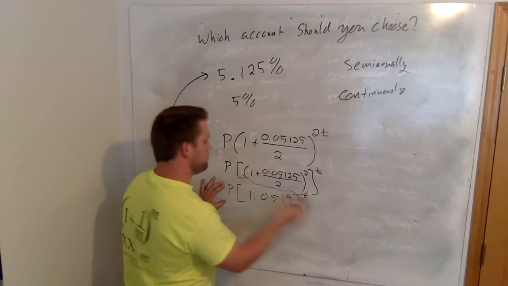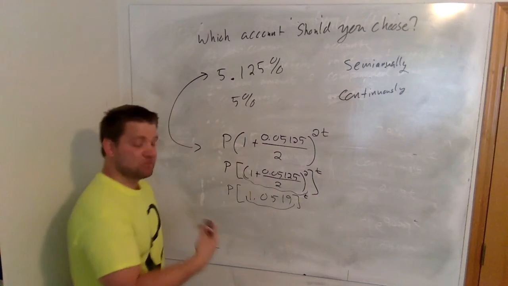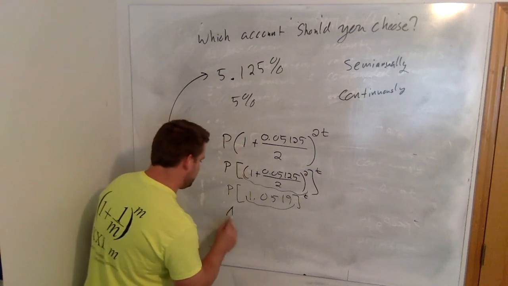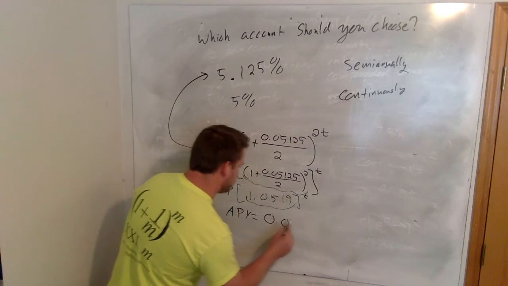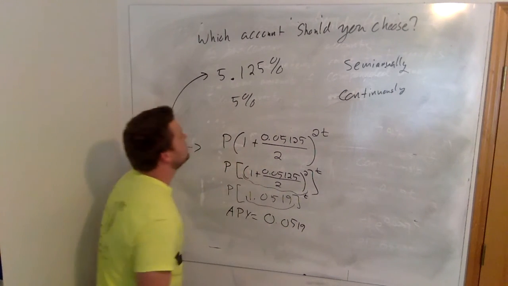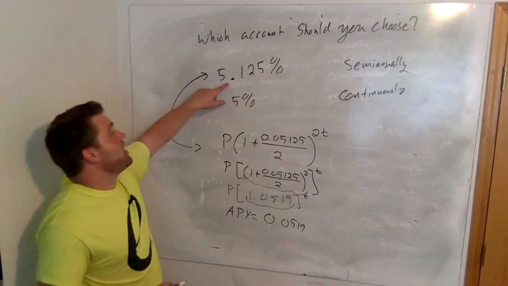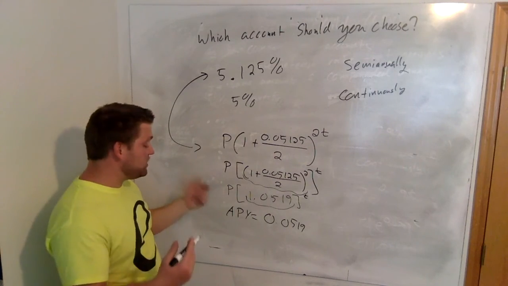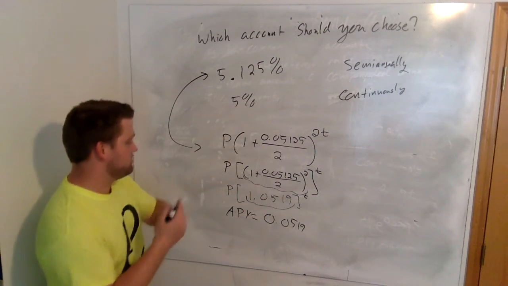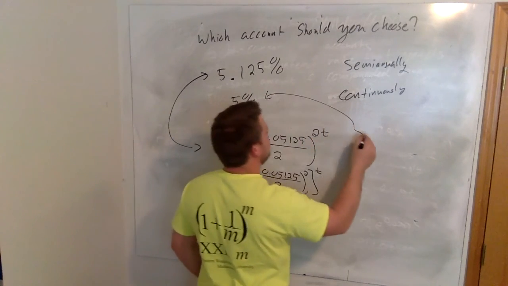If we're compounding once per year, what would be the interest rate? You just take whatever this number is in the parentheses and subtract 1. So here, the APY is going to be 0.0519. So I could compound semi-annually with an interest rate of 5.125%, but this would be equivalent to compounding annually at 5.19%.